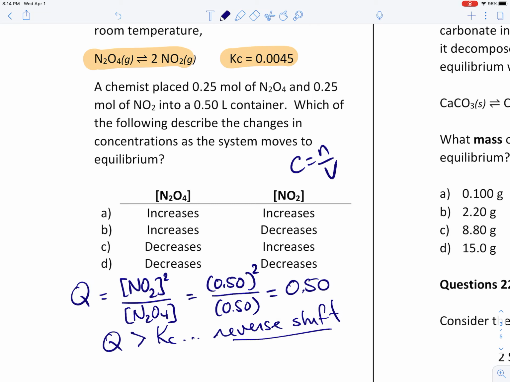If the equilibrium shifts in the reverse direction, then the NO2's concentration would decrease, because in the reverse direction it's a reactant, while the N2O4's concentration would increase, because in the reverse direction it would be a product. So we're looking for the N2O4 to increase and the NO2 to decrease, and that would be choice B.